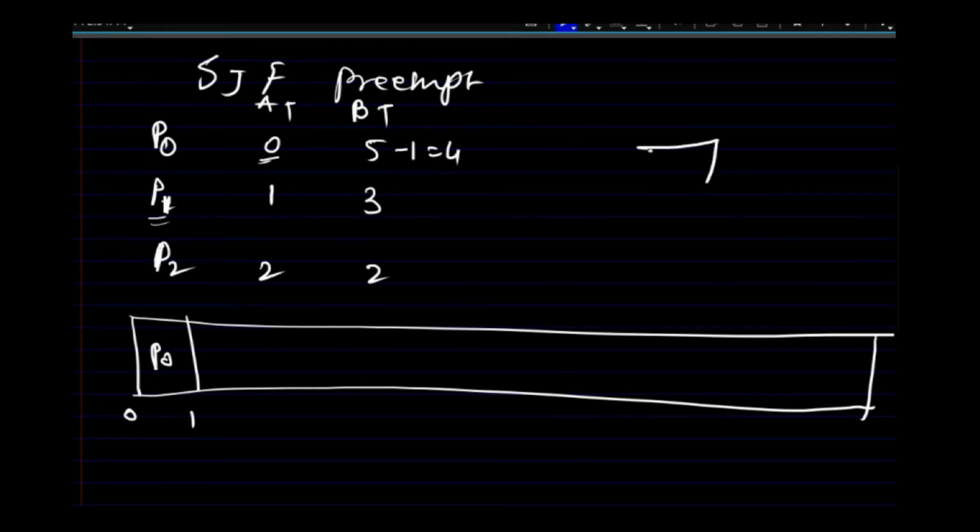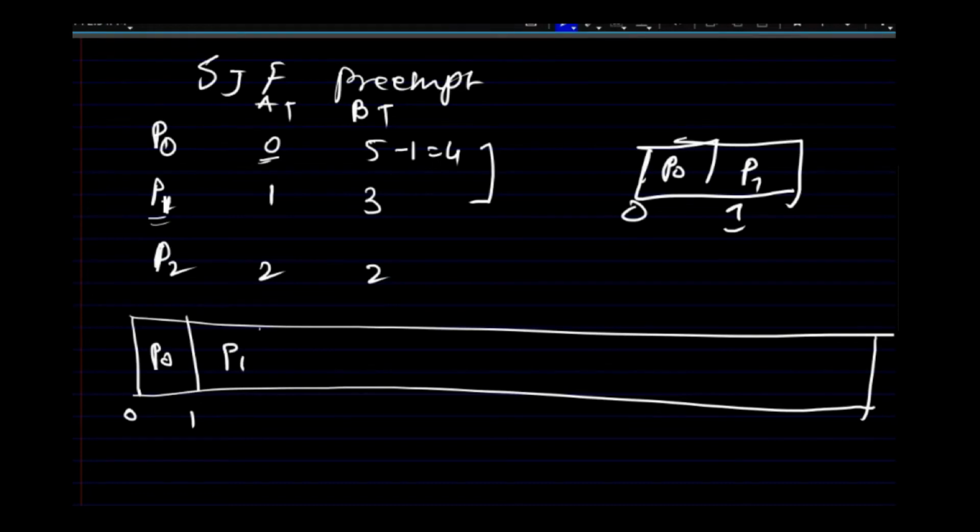At time 0, we have P0 only. At time 1, one more process is arriving in the ready queue, that is P1. Now we have to apply the SJF criteria, shortest job first. Which one is the shortest? P1 is the shortest. So P1 will execute for 1 unit of time. Its remaining burst time will be 2, and at time 2, a new process is arriving in the ready queue, that is P2.